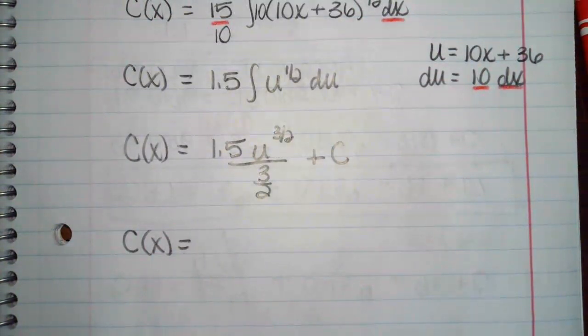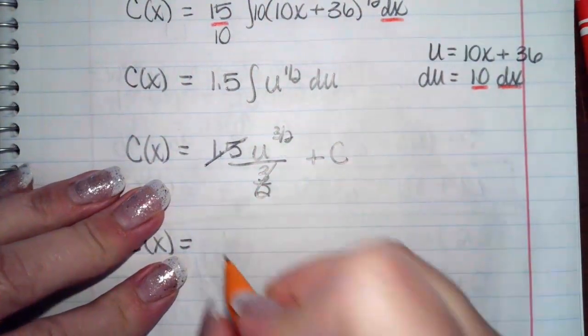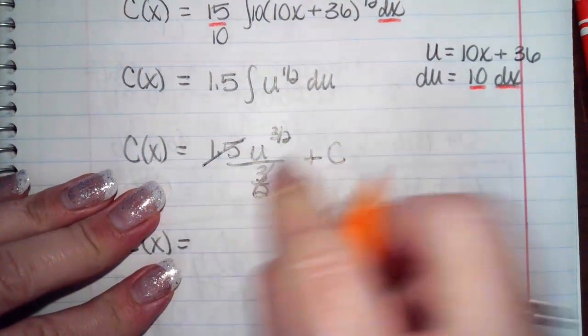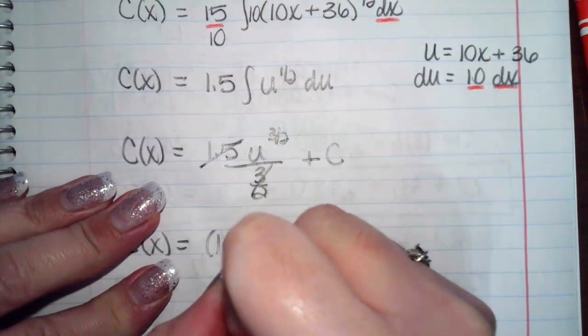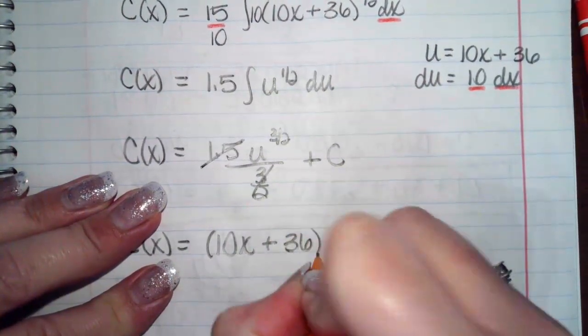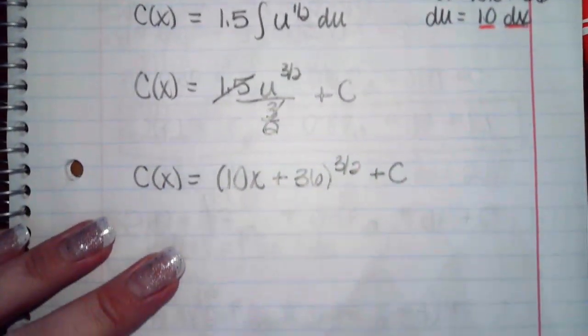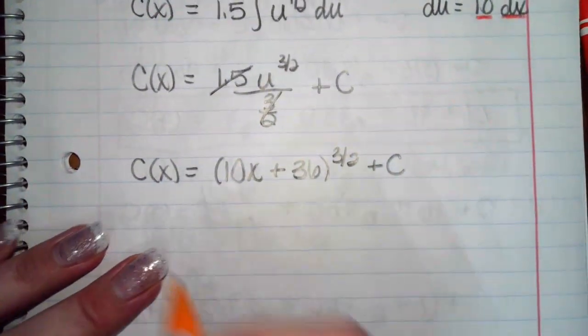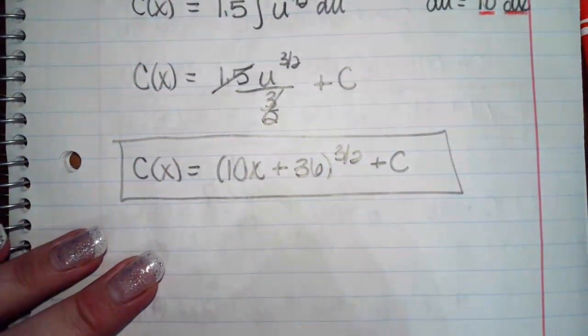is 1. You can tell my brain's not here. All right, so what is my u? My u is 10x plus 36. Okay. So this is my answer. I just need to resolve the plus c.